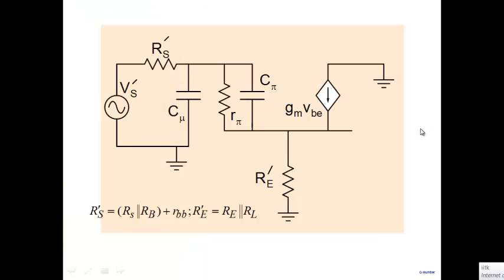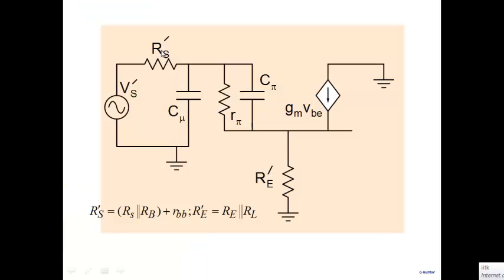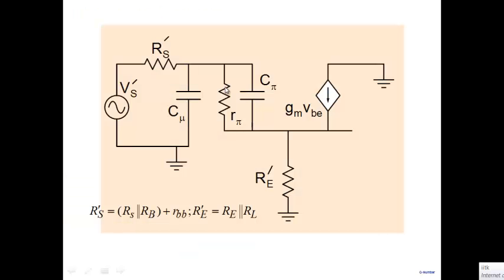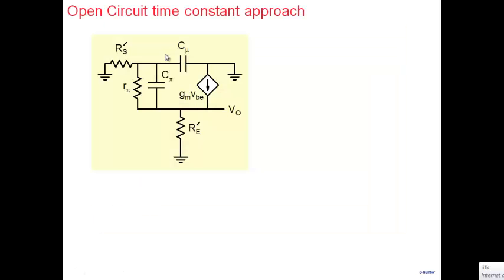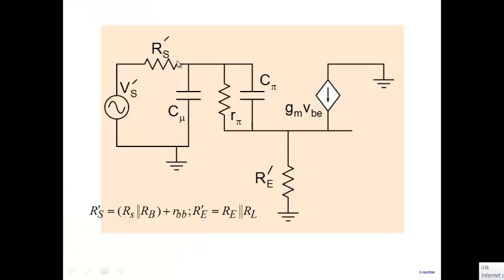Before we do that, it's easy to combine a few resistors here: RE parallel RL, redefine it as RE dash, and we can take a Thevenin's equivalent at this particular point and combine RS and RB, which will come in parallel. We call this RS dash here, VS dash here. So what we have done is RS, RB, and RBB, everything we have combined together in one single resistor here. Also note that this C mu that you see here is grounded here, so some rewriting of the expression.